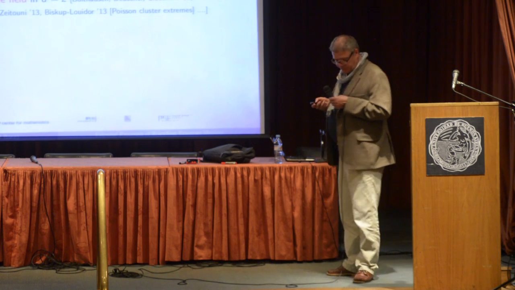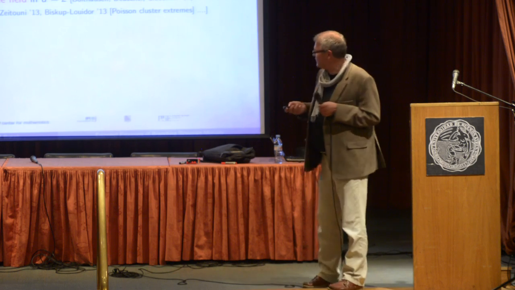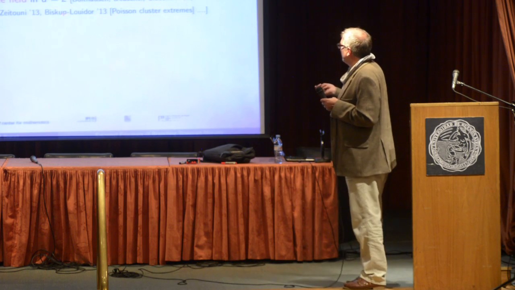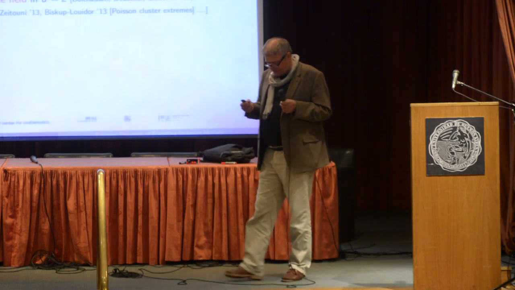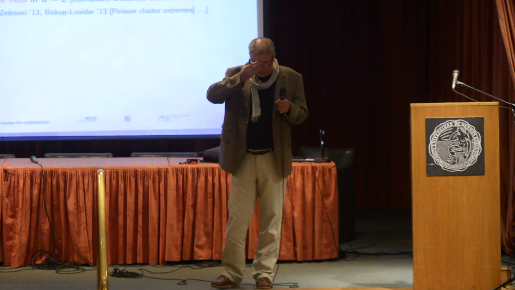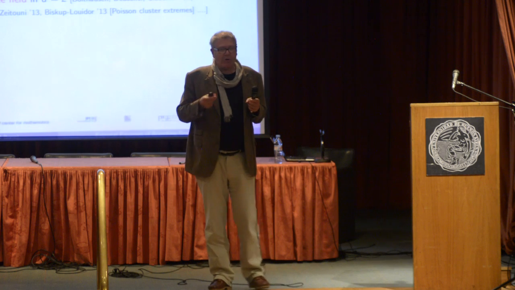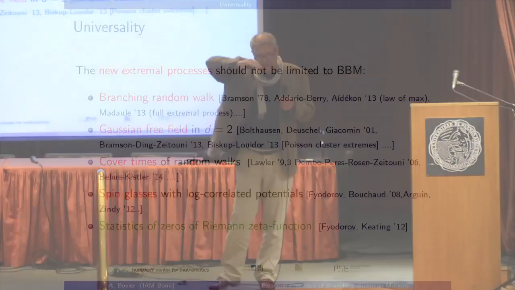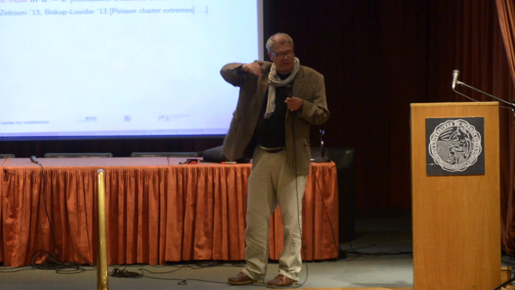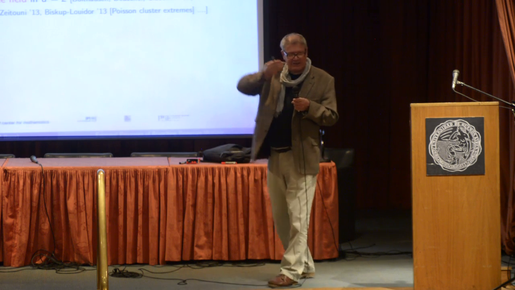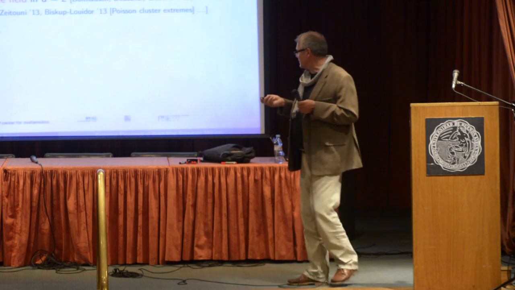Then there's the Gaussian free field, which has already been mentioned here several times, and I just point out that Biskup and Louidor show that the structure should be very similar to the branching Brownian motion case. Louidor did it in his talk, of course, and that's where you get the Poisson part of this extremal process, but there's not yet a complete description of this decoration process.